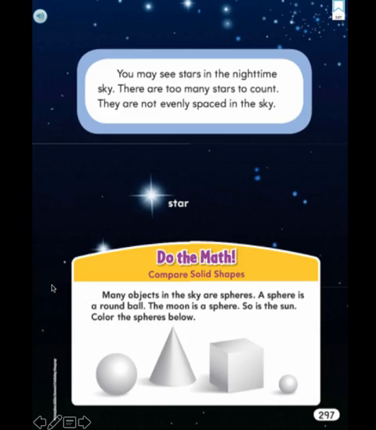At the bottom, it says many objects in the sky are spheres. A sphere is a round ball. The moon is a sphere. So is the sun. Color the spheres below. So I want you to just take your pencil and shade in the shapes that are like a round ball, which are called spheres. One of them is here and the other is here. Once you have finished shading those in, rejoin us and we'll go to the next page.